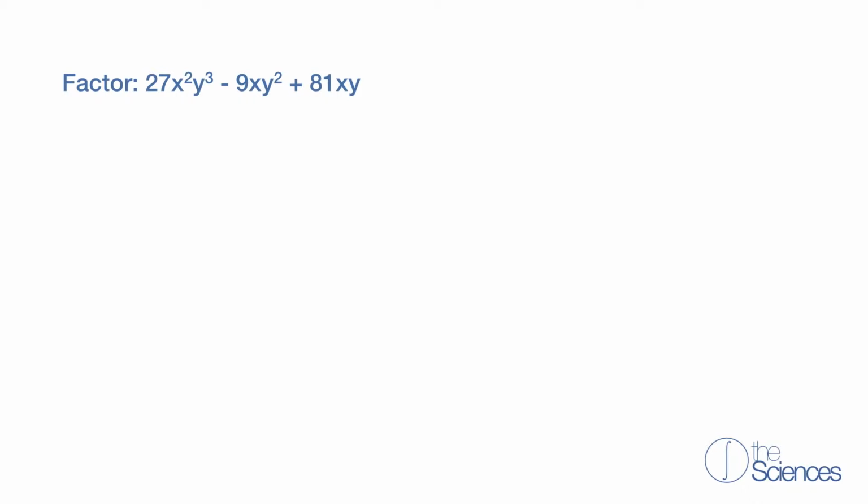Factor 27x squared y cubed minus 9xy squared plus 81xy. So our first step is to find our greatest common factor. So here we have 27, 9, and 81. Well, we can see that we have 9, so it has to be a multiple of 9.